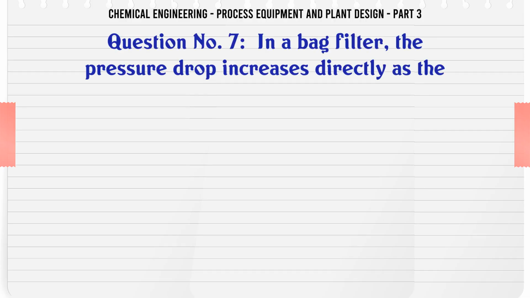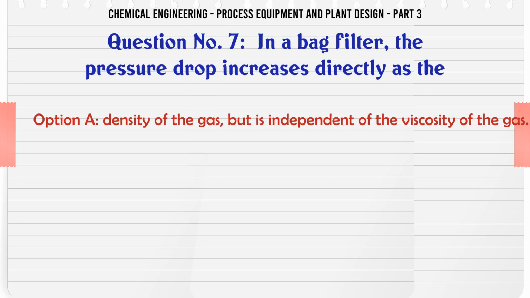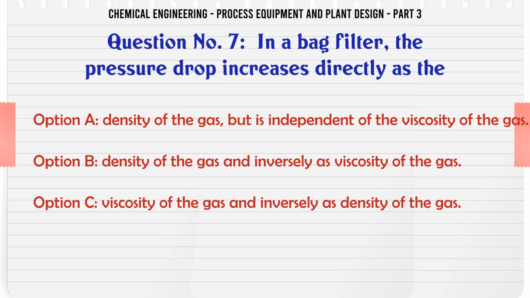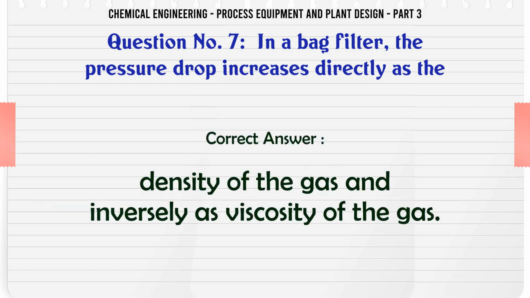In a bag filter, the pressure drop increases directly as the A density of the gas but is independent of the viscosity of the gas. B density of the gas and inversely as viscosity of the gas. C viscosity of the gas and inversely as density of the gas. D none of these. The correct answer is density of the gas and inversely as viscosity of the gas.